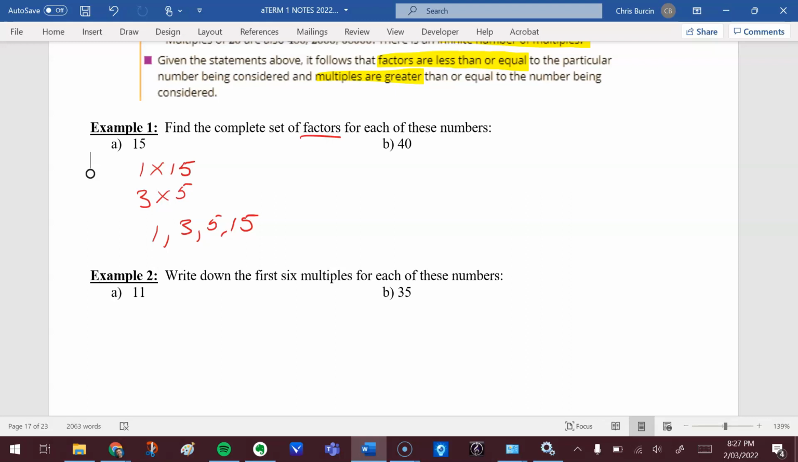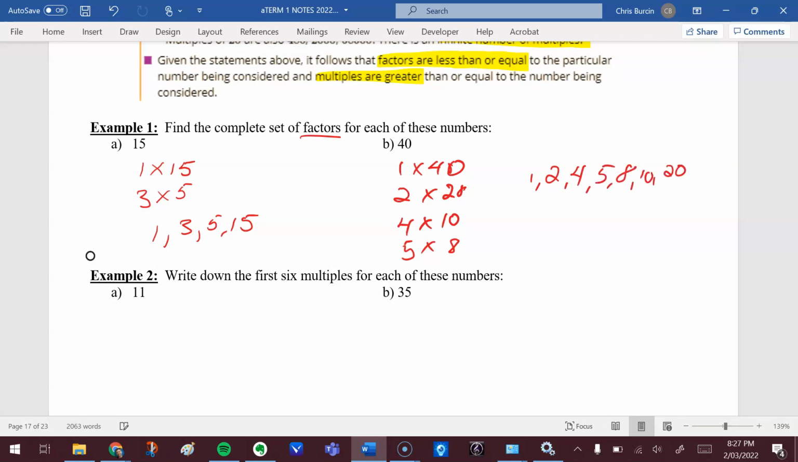So same thing with 40. We start with 1. 1 times 40 equals 40. Do we have a 2? Yeah, we have 2 times 20. Do we have a 3? No, but we do have a 4. 4 times 10 is 40. Do we have a 5? 5 times 8 is also 40. So putting these together in ascending order: 1, 2, we don't have a 3, 4, 5, 8, 10, 20, 40. These are all factors that can be multiplied in some way to make 40.